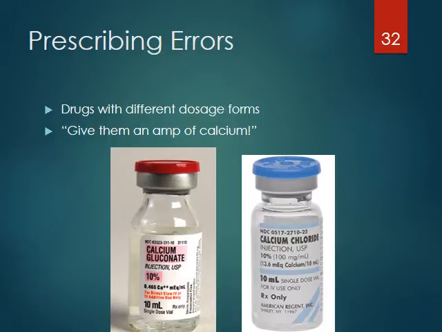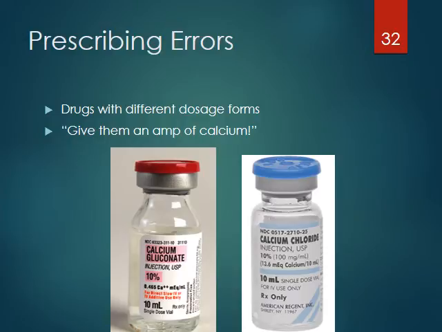Other things that can happen, especially with verbal orders being potentially problematic, if you have drugs with different dosage forms, can be a problem. So imagine you're in a busy ED and a patient comes in coding and you want to give them calcium. We can say, okay, we'll give them an amp of calcium. Well, looking at this, you can see calcium chloride or calcium gluconate, and both are pretty readily available, especially in code trays and things like that. And if you look, both of them are 10%. Both of them are 100 milligrams per mL. Both are coming in a 1 gram vial, 10 mLs.